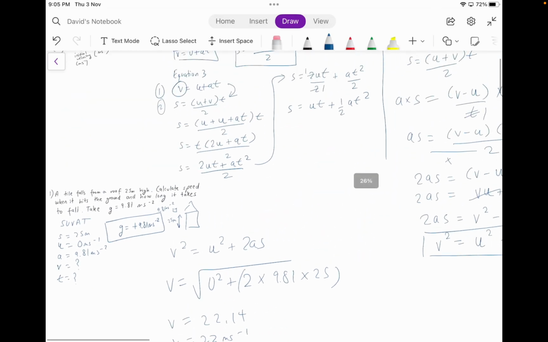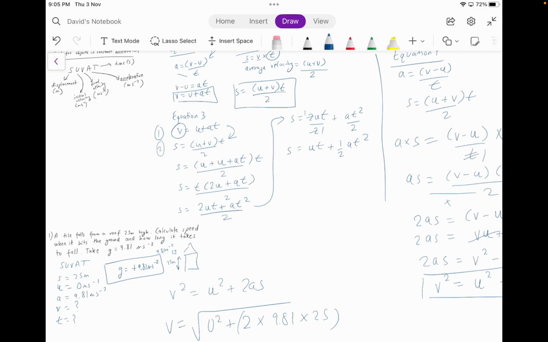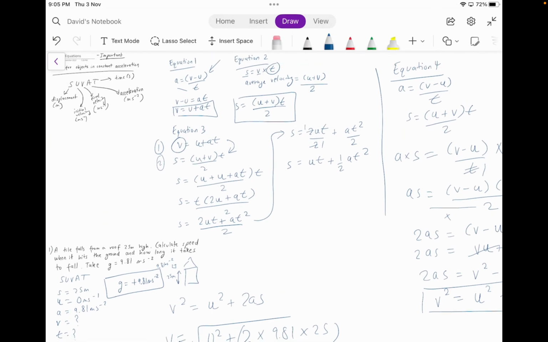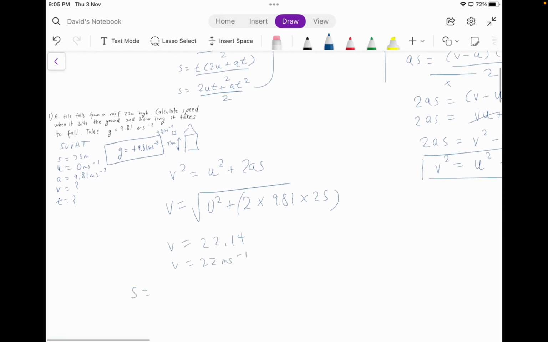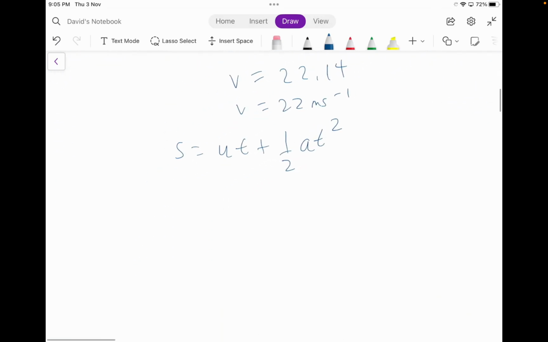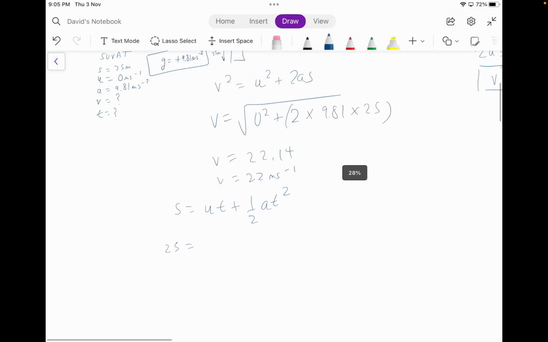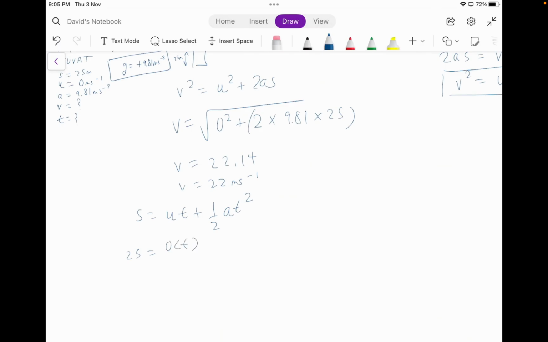Now we can use another equation which links all of this just to find out how long it takes for it to fall. So we can use equation 3, which is s is equivalent to ut plus half at squared, since we can find out the time by just rearranging this formula, since we have all the values given. So you're going to write s equals ut plus half at squared. If we rearrange this formula, you're going to get 25 is equivalent to 0 times t, which becomes 0, plus half times acceleration 9.81 times time squared.